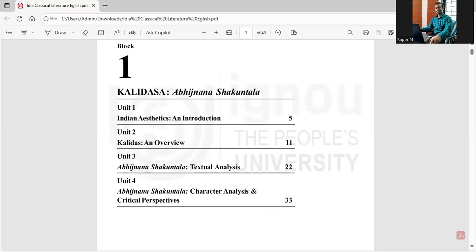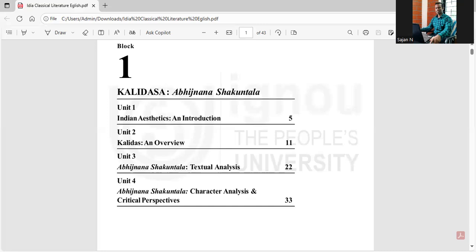We are going to study all about Abhijnana Shakuntala. It is going to be one big book, and in Abhijnana Shakuntala itself there are four different units. Unit one is Indian aesthetics and introduction, Kalidasa an overview. Then Abhijnana Shakuntala textual analysis, and Abhijnana Shakuntala character analysis and critical perspective. These are the four different units, and you can expect questions from all over the textbook.